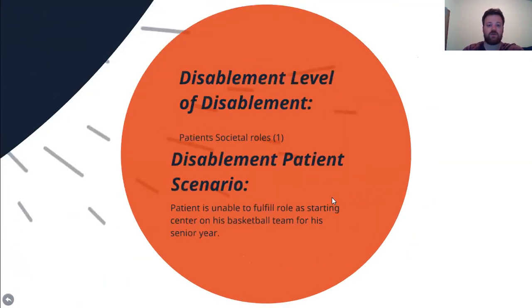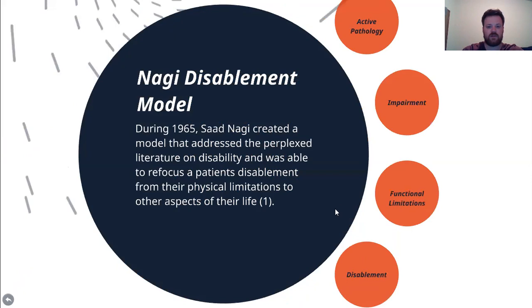And then the fourth one is the level of disablement. This is going to focus on societal roles within the patient's life. So in this case, the patient is unable to fulfill their role as a starting center on their basketball team for his senior year. So he won't be able to play that role within his basketball society, and the society surrounding him, fans, the culture of that. So those are the 4 dimensions of the Nagy disablement model.